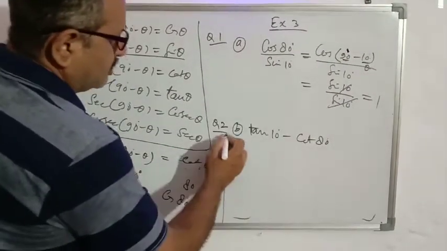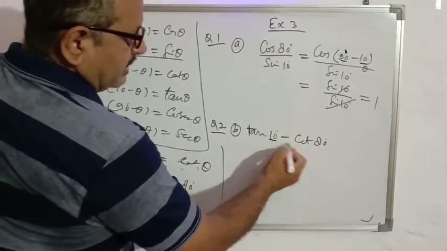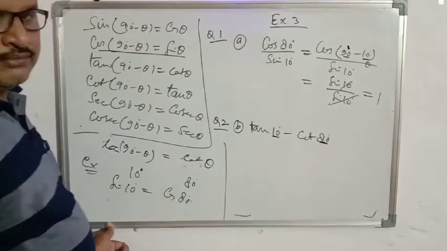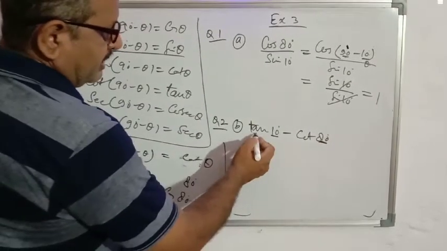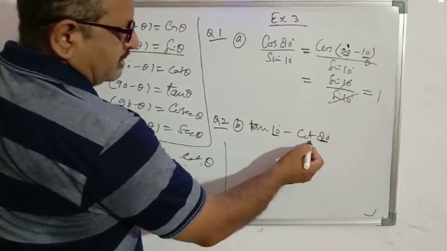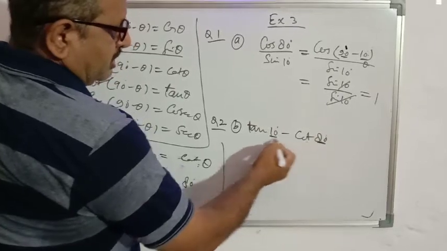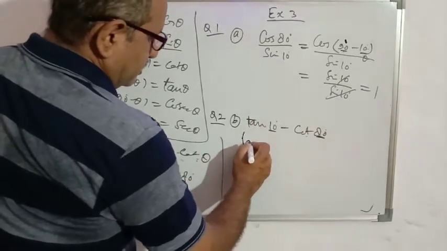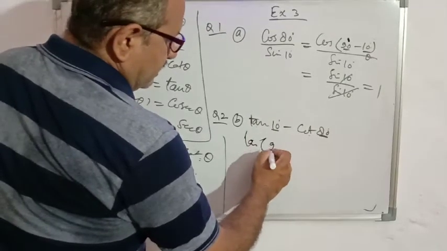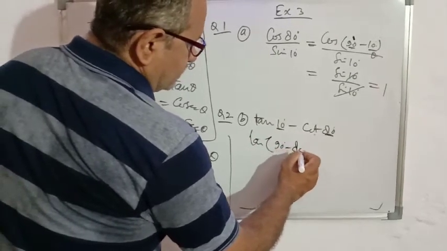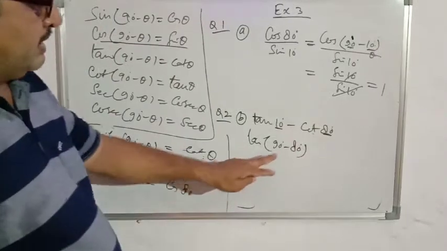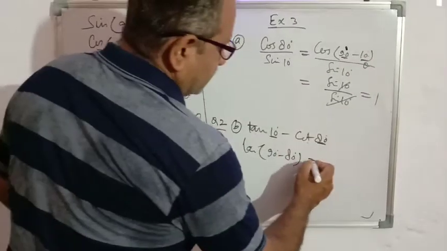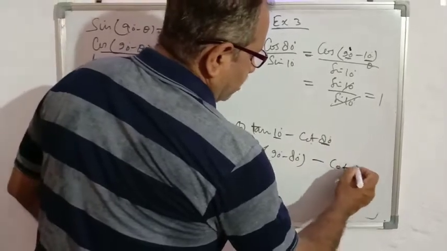Similarly, question number 2 B part. This is 10 degrees, this one is 80 degrees. 10 and 80 again make 90, so both are complementary. Here the trigonometric ratio is tan 10, and in the second term it is cot. So we will change one of them. Change this one, tan 10. In place of 10 degrees, we will write 90 minus 80 degrees, because 90 minus 80 means 10. So tan 90 minus 80 minus cot 80 degrees.